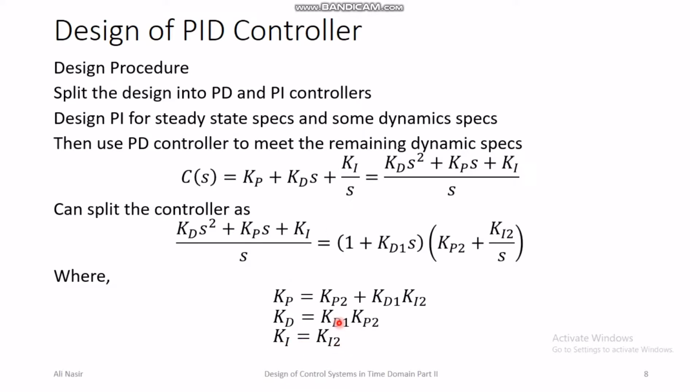If you substitute these equations into the left hand side, then on simplification and multiplication, it will become exactly equal to the right hand side. So this is one very useful way of designing a PID controller, where you decompose the PID control into a PD and a PI control. Okay, we shall see through an example how we actually do this.